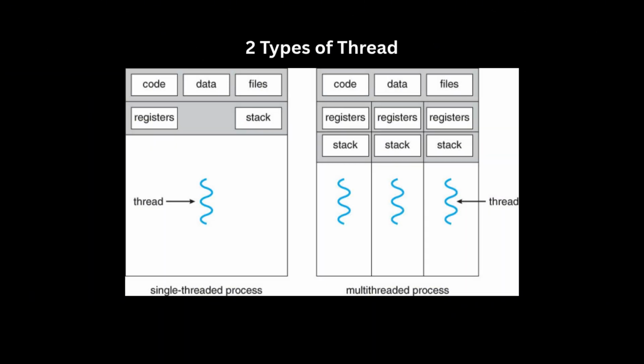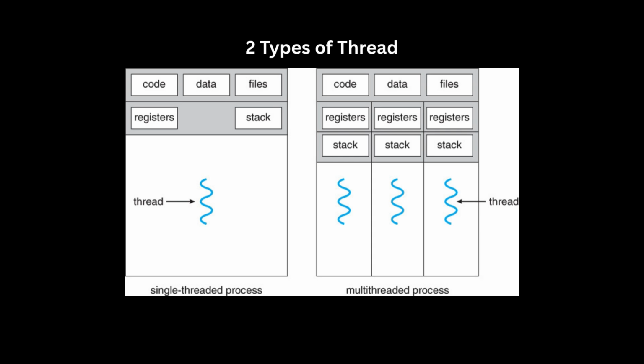Okay, there are two types of threads, single thread and multi-thread. Let's start with single thread. This is a process where there is only one thread of control. That means the program can only follow one path of instructions at a time. There is just one program counter, one stack, and one set of CPU registers. This type of process runs everything step by step and cannot do more than one thing at the same time. It's simple but not always efficient, especially on modern computers that have multiple cores.